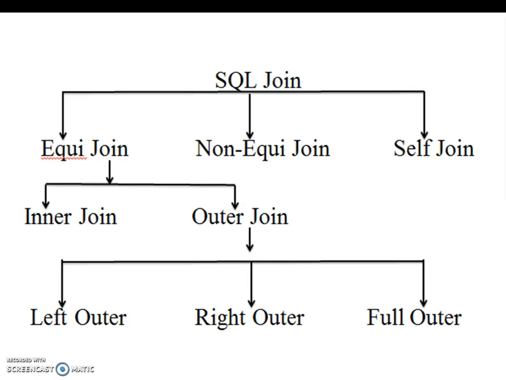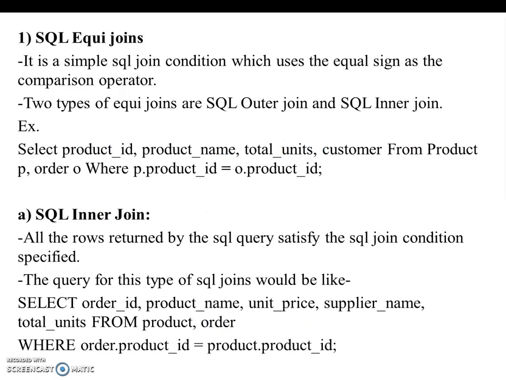The equi-join is again divided into two forms, and they are inner join and outer join. And outer join is again divided into three forms: left outer, right outer and full outer. So let's go one by one. The equi-join's first join is the inner join. Inner join is a category of equi-join which uses the equal to operator. If this equal to operator is used in a join condition or a where condition, that says it is an equi-join. And inner join is the first category of this SQL join.